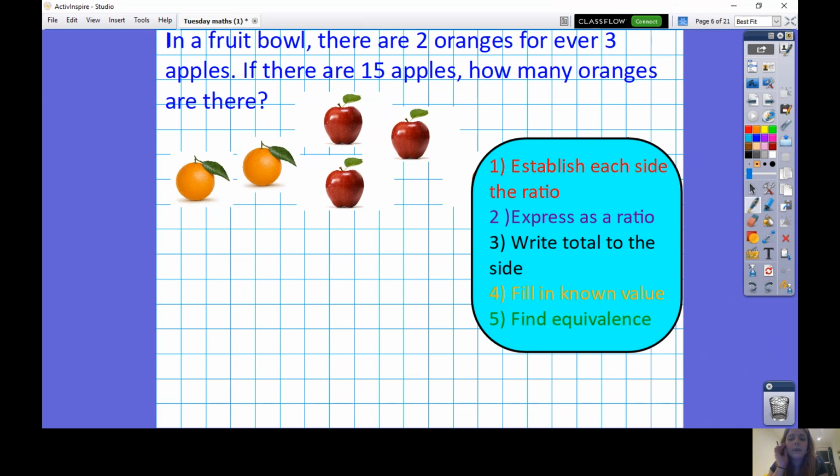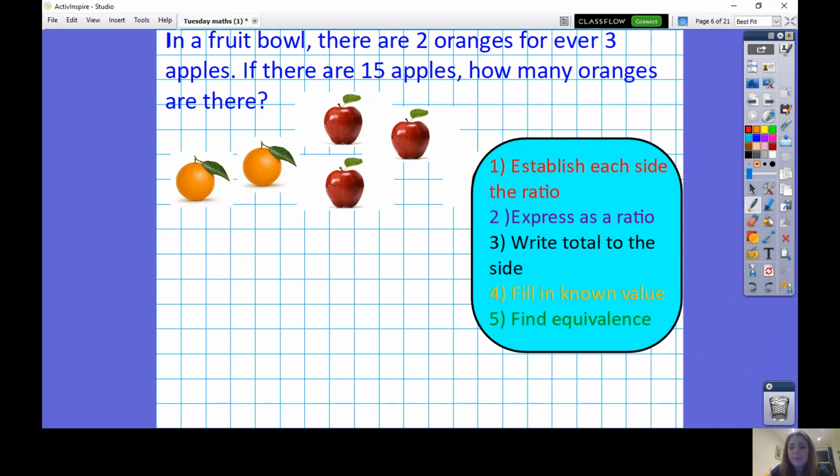So I'm going to read you the question first. In a fruit bowl, there were 2 oranges for every 3 apples. If there are 15 apples, how many oranges are there? Now, these steps to success, if you follow them, they will work for every single ratio problem that you have. So we're going to make sure we're following these 5 steps to success.